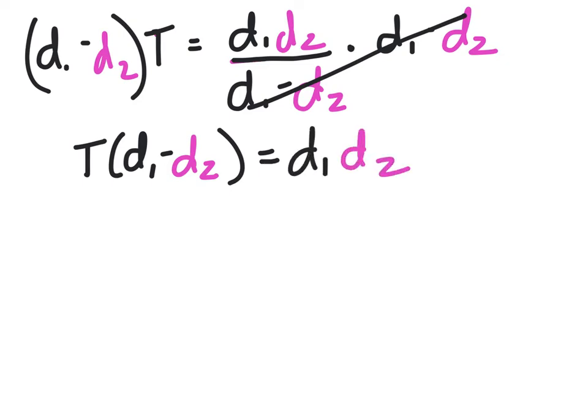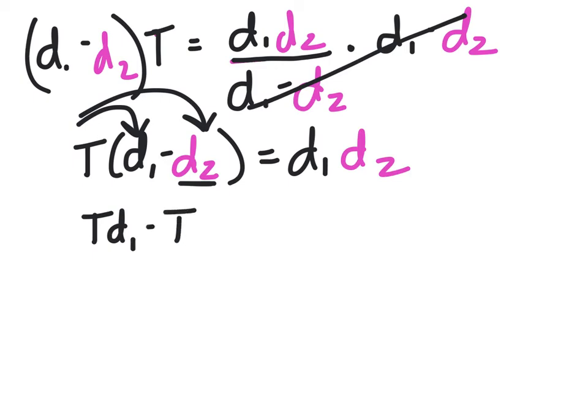So I see the variables in two places. The idea is to get the variable I'm interested in on one side so I can factor, because when the variable's in two places, I think of factoring. So I'm going to distribute that t so I can move this d2. And so I get t d1 minus t d2 is equal to d1 d2.